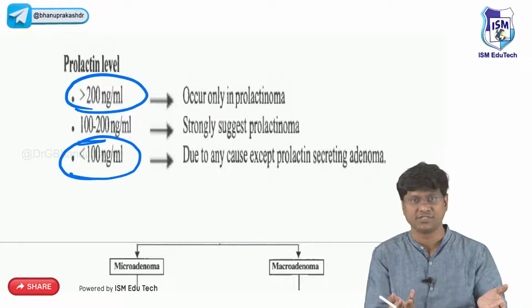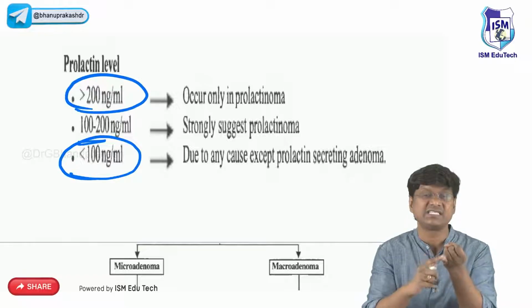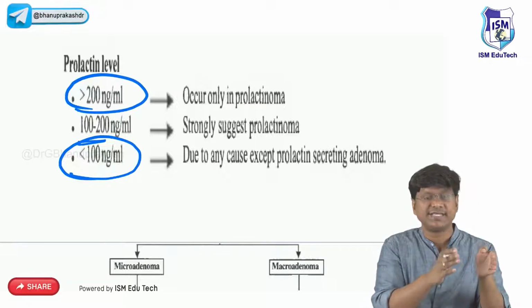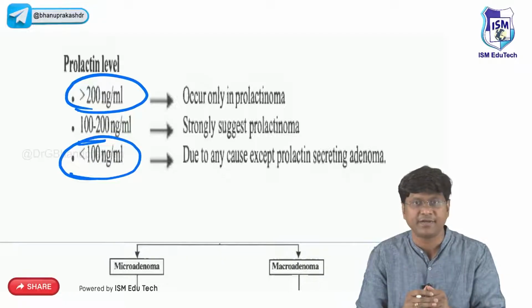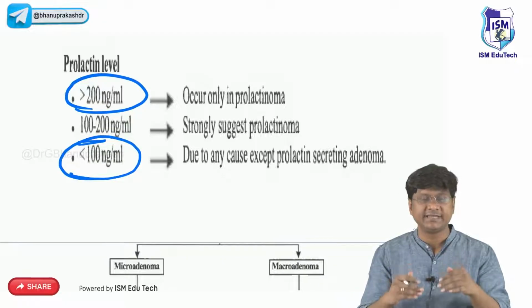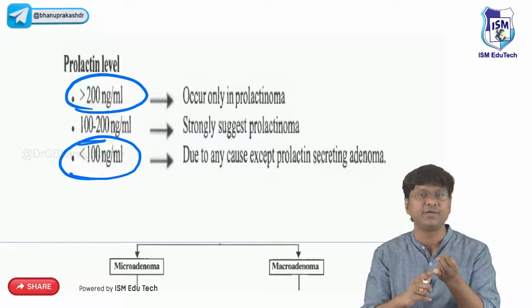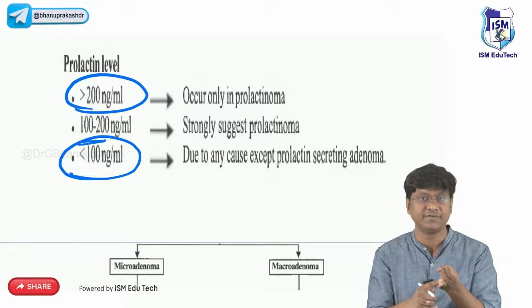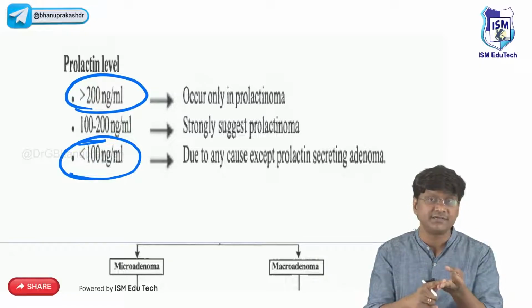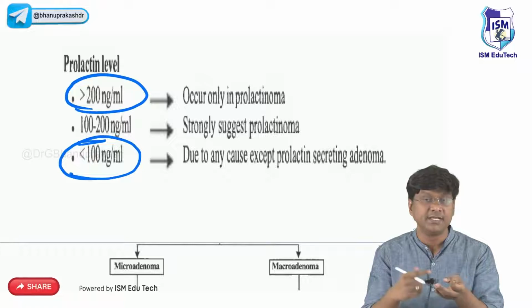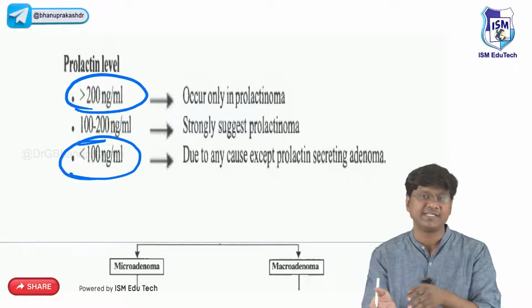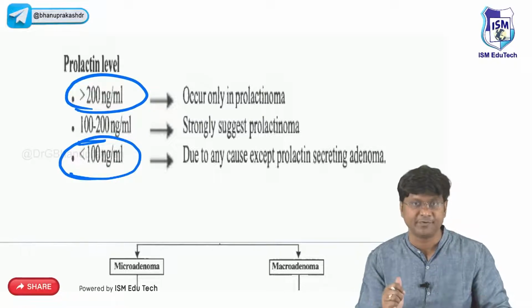You have some physiological causes, like sleep, stress, pregnancy, and lactation. Then what are the pathological causes for hyperprolactinemia? They include tumors like prolactinoma and craniopharyngioma, systemic conditions like chronic renal failure, cirrhosis of liver, and primary hypothyroidism. There are certain drugs which can cause hyperprolactinemia, like cimetidine, methyldopa, metoclopramide, and phenothiazines.